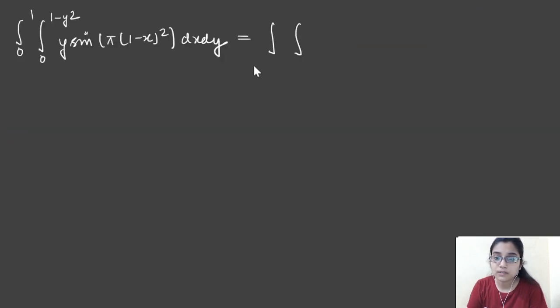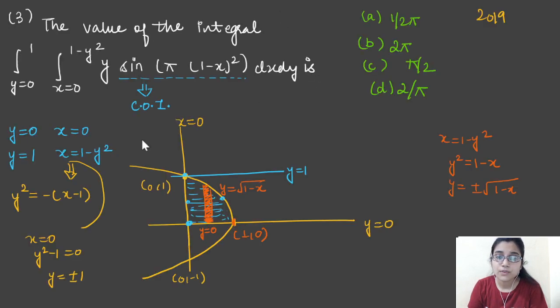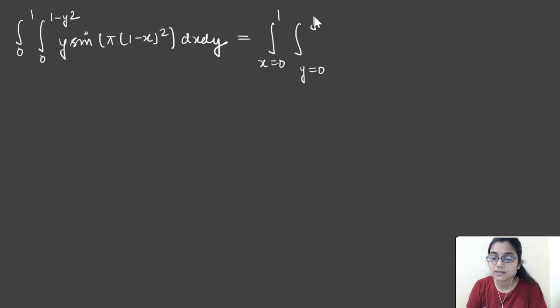Then we'll change the order, and now x is from 0 to 1, and y is from 0 to square root of 1 minus x. Okay, and this is going to be y times sine pi times 1 minus x whole square, and this is going to be dy dx.